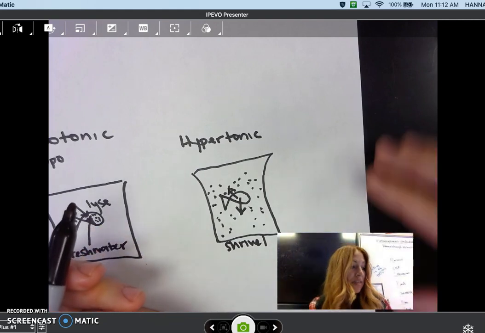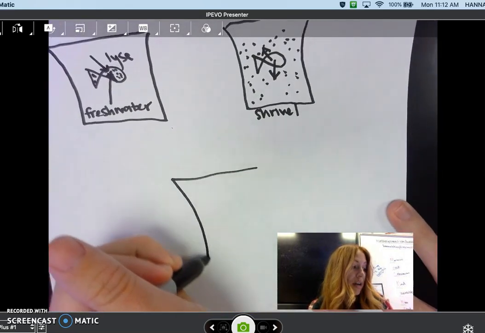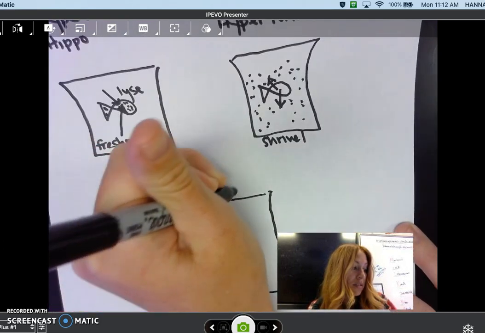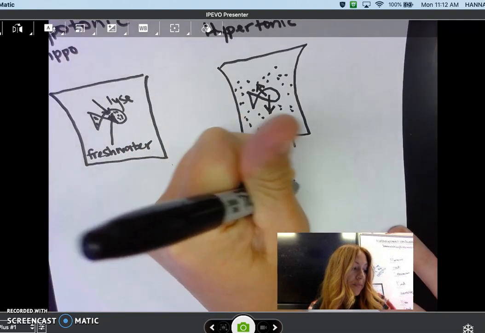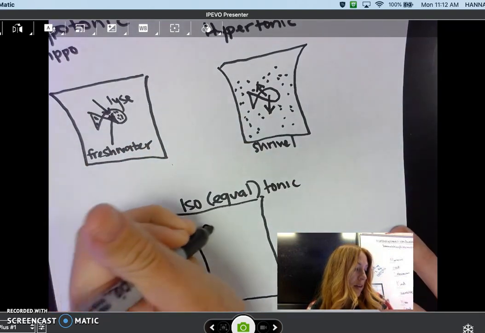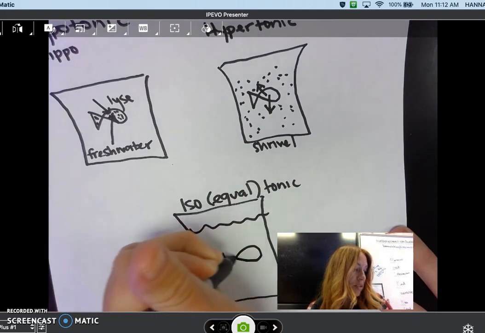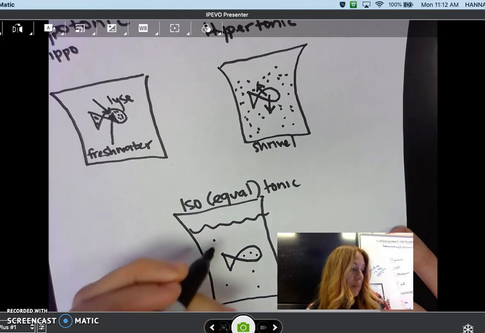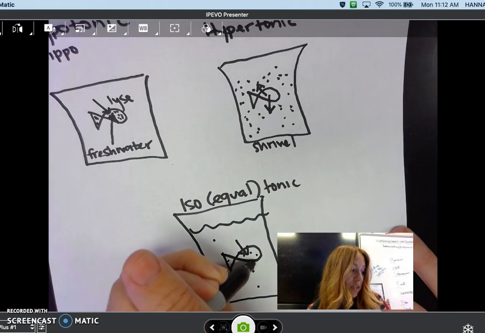So ideally, the type of solution that you want to put your fish in would be an isotonic solution. Iso means equal. So we want it in an isotonic solution. So let's say that I have my little tank here and it's fresh water, and fresh water is still going to have a couple little molecules of something, and I'm going to put it in with a freshwater fish.